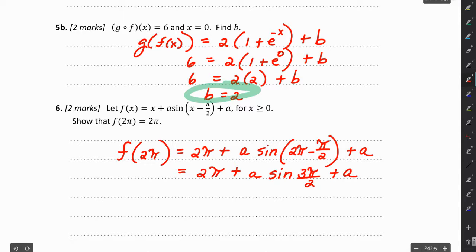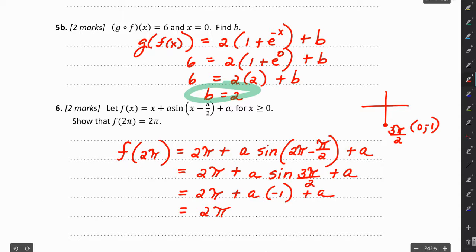and you have to know your unit circle here. Here's 3 pi over 2. The coordinate at 3 pi over 2 is 0, negative 1. The sine is the second part of the coordinate, so we know that the sine of 3 pi over 2 is negative 1. So we get 2 pi plus a times negative 1 plus a. That's 2 pi minus a plus a. Ooh, so we end up with just 2 pi. So f of 2 pi is equal to 2 pi. Check.